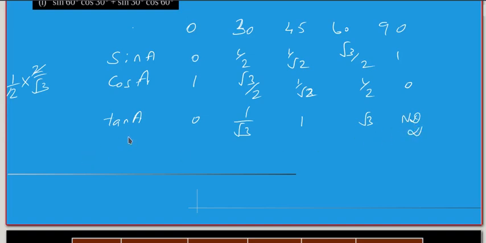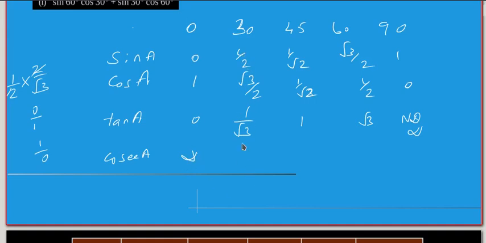Infinite values. Now we'll go for cosecant A. How to get cosecant A? Cosecant A is nothing but the reciprocal of sin A. So reciprocal of these values. The reciprocal of 0 is 1 divided by 0. So 1 by 0 is not defined, or infinity we can put.